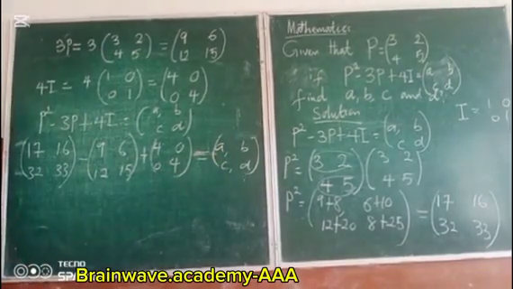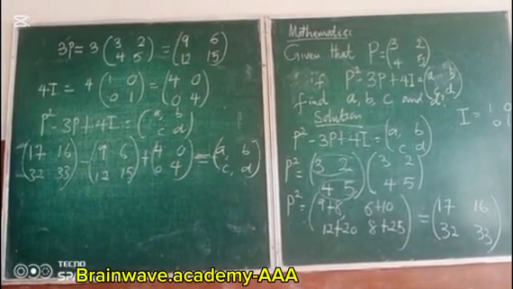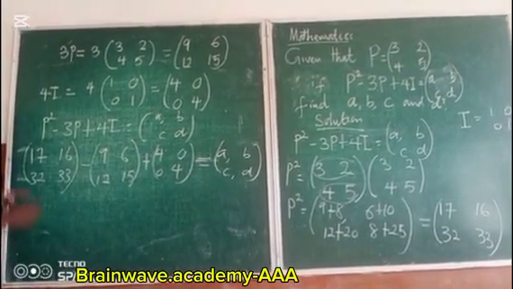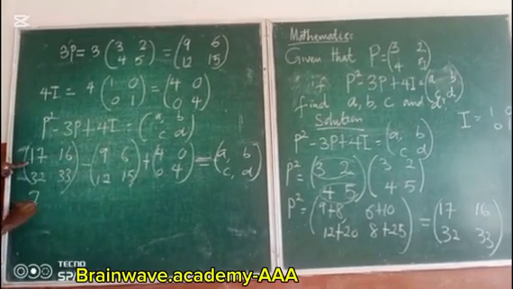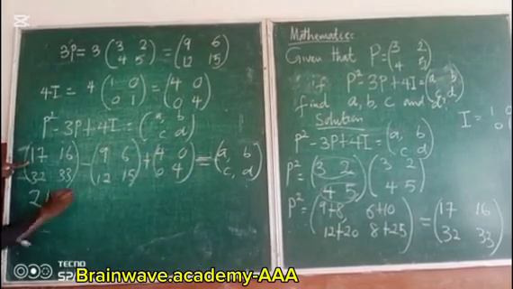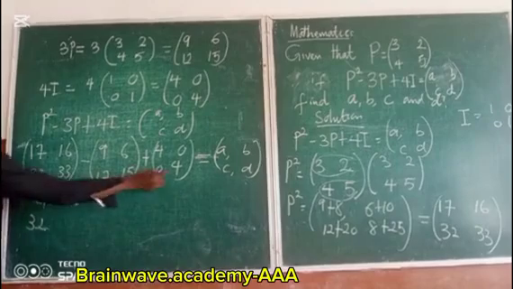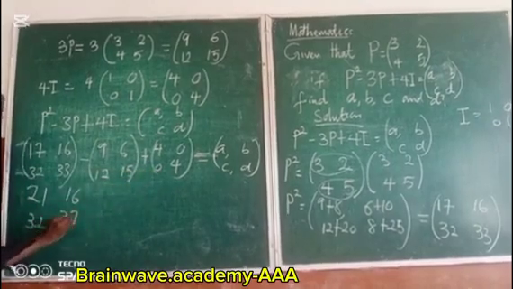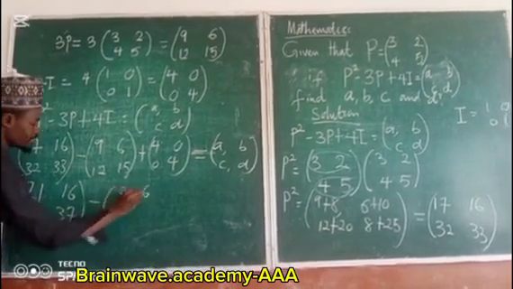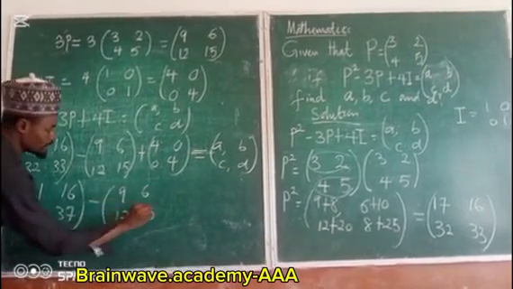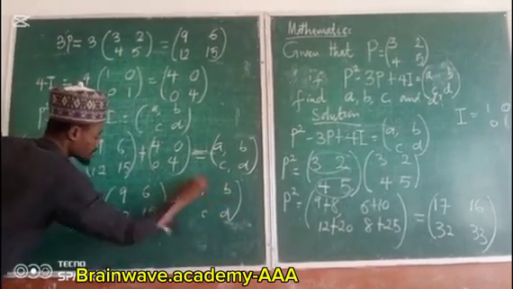Then I'll do this according to what? Law of BODMAS, addition comes before subtraction. You have to add up this first. 17 plus 4 is 21. 16 plus 0 is 16. 32 plus 0, 32. 33 plus 4, that's 37. Then now subtract by this 9, 6, 12, 15 is equals to A, B, C, D.